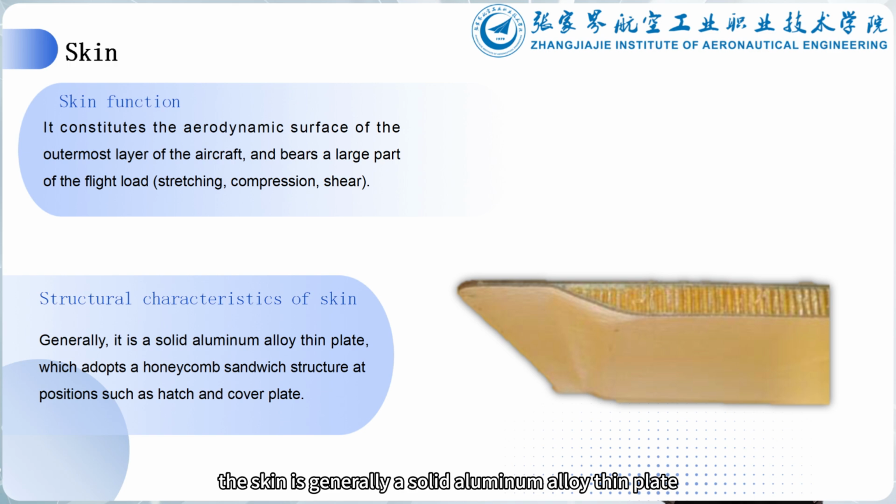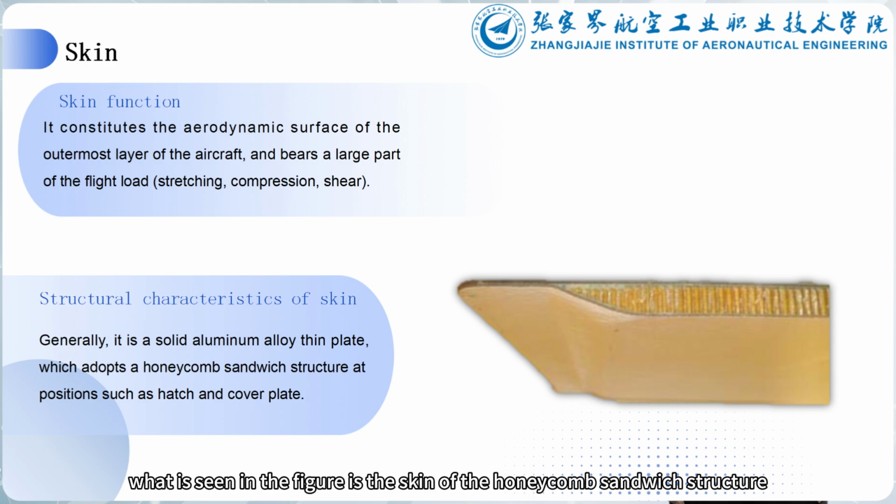The skin is generally a solid aluminum alloy thin plate, and a honeycomb sandwich structure is used in positions such as hatch and cover plate. What is seen in the figure is the skin of the honeycomb sandwich structure.